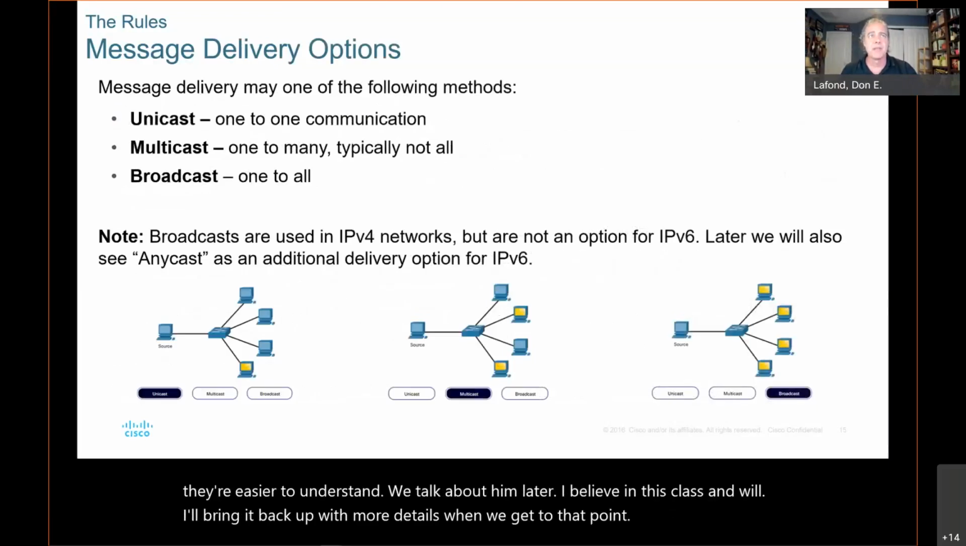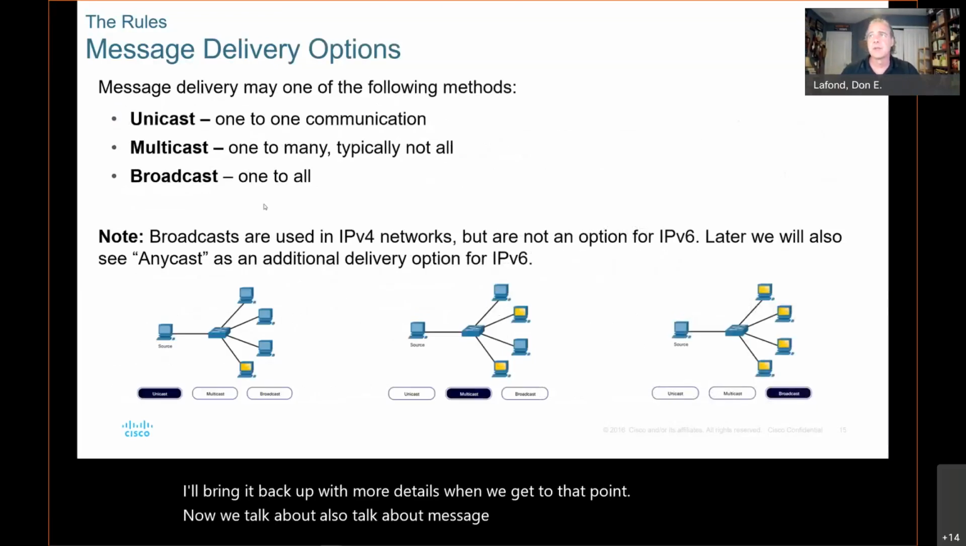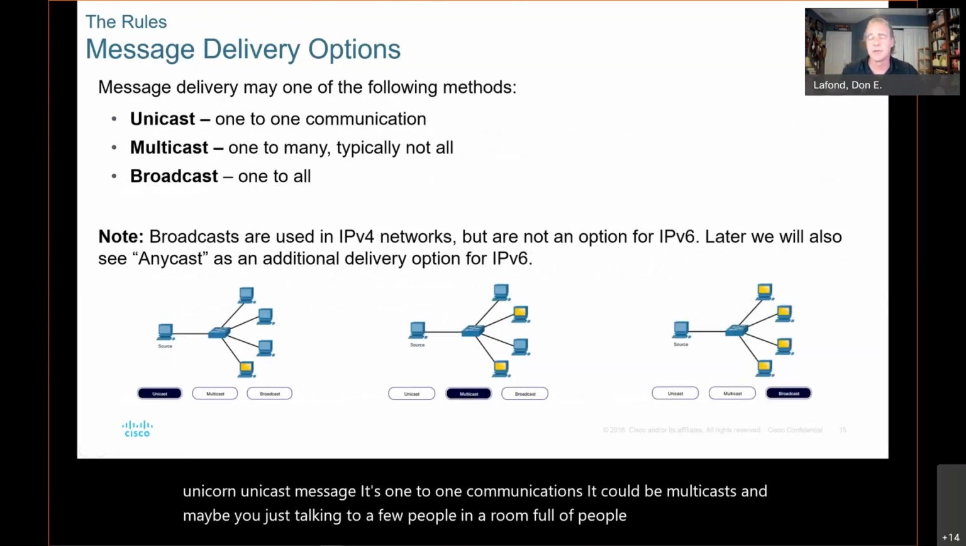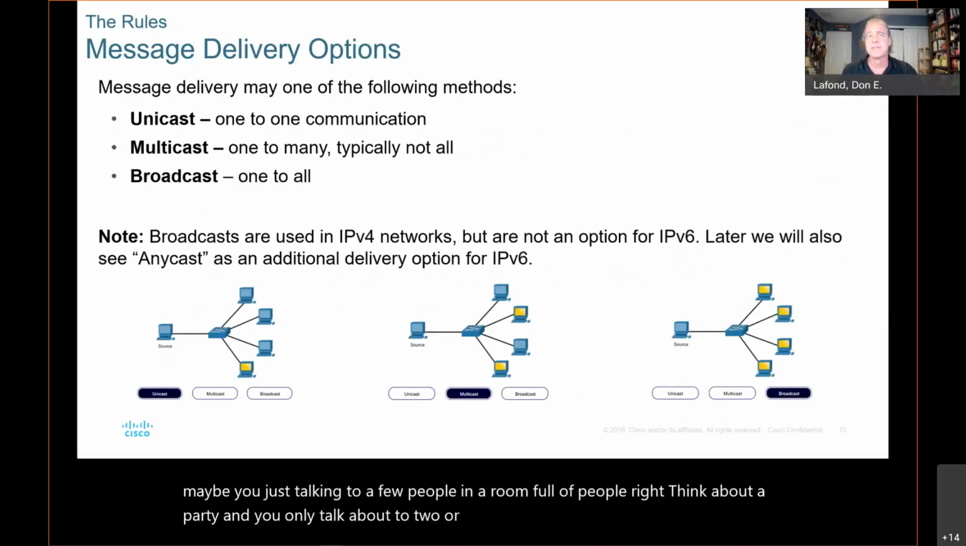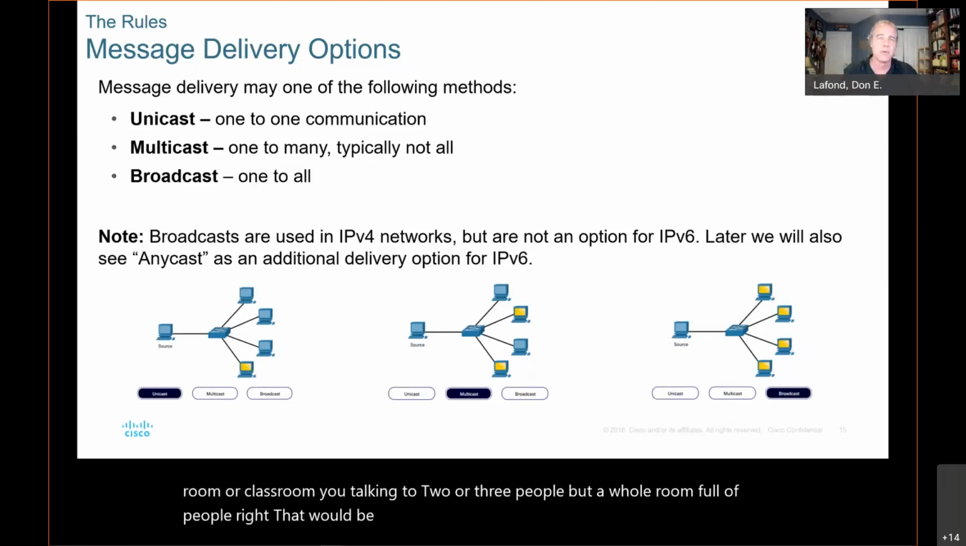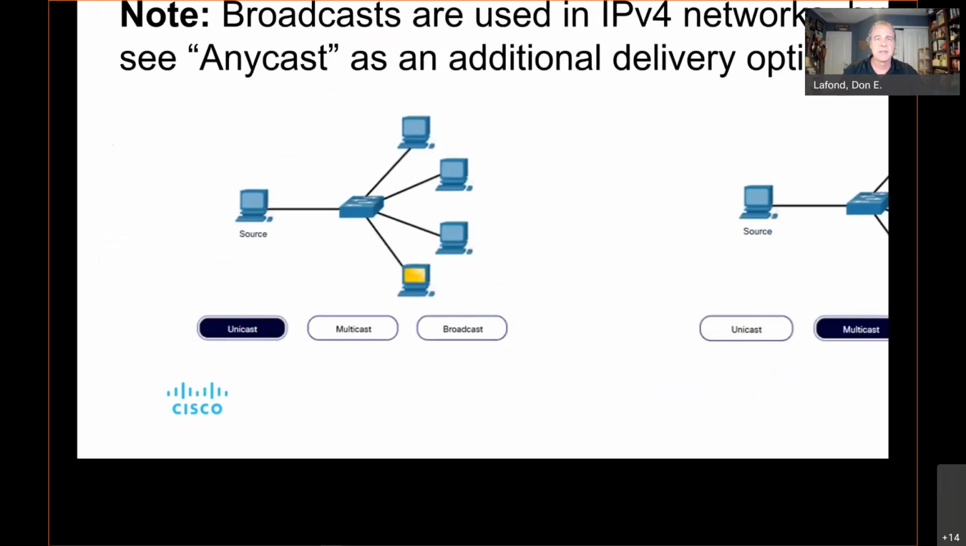Now, we also talk about message delivery options. Just like in the real world, when you're talking to people, you can talk to one person. That would be a unicast message. It's one-to-one communications. It could be multicast, where you're just talking to a few people in a room full of people. Think about a party, and you're only talking to 2 or 3 people, but yet there's 15 people in the room, or a classroom. That would be multicast. And broadcast is you got that bullhorn, and you are screaming out to the entire room in a classroom environment, for example. They show a simple breakdown of this.